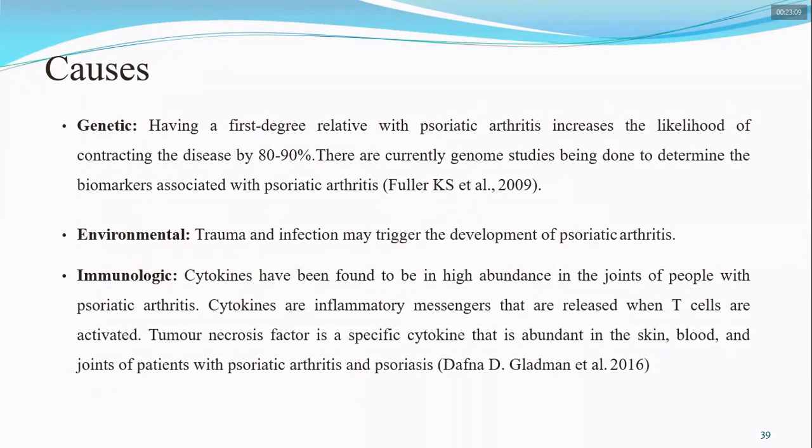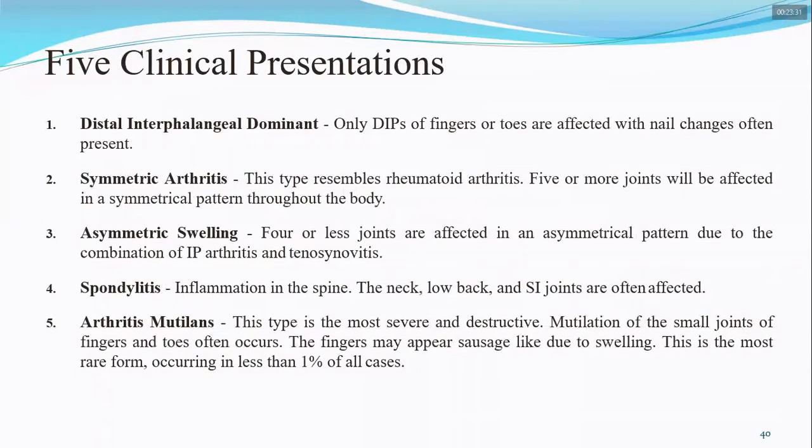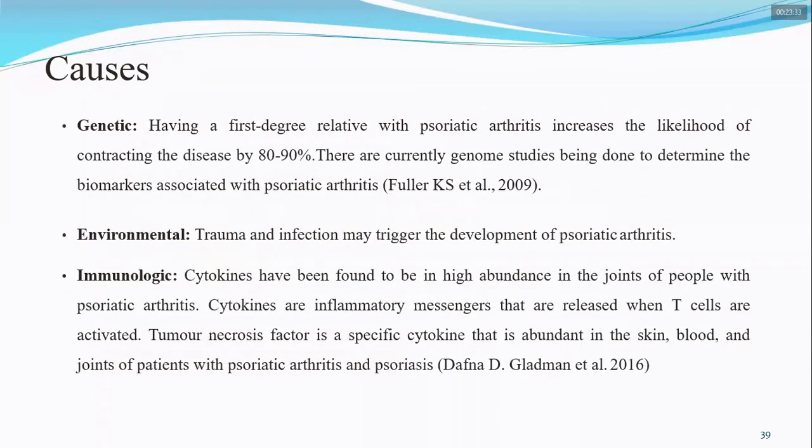Immunological, the cytokines have been found in high abundance in the joint with psoriatic arthritis. The cytokines are the inflammatory mediators that are released when the T cells are activated. These are the retrospective findings, because tumor necrosis factor and T cells are abundantly found. So this will be helpful in knowing the pathology and in targeting some medication.